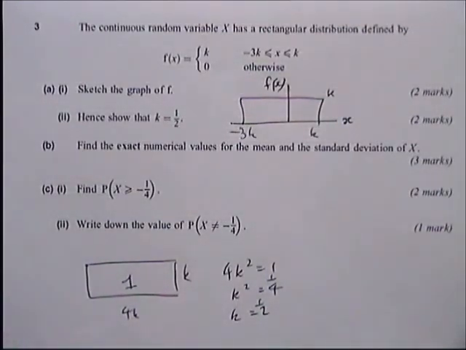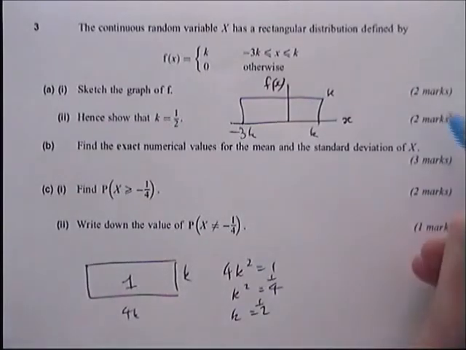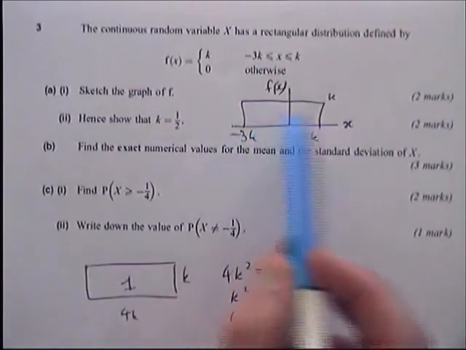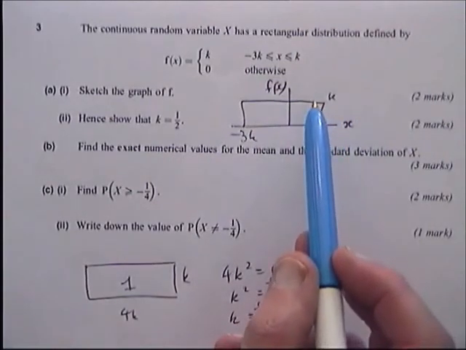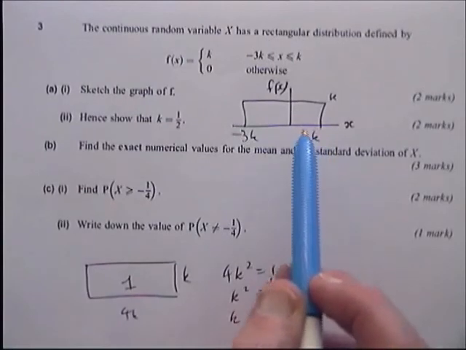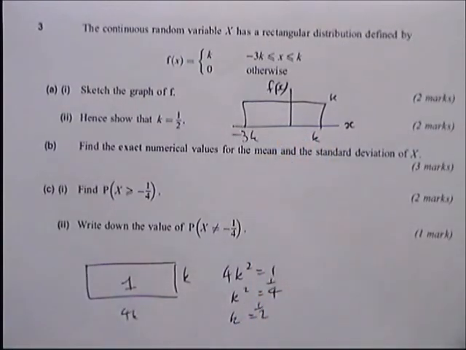So for this one, there were 2 marks for the drawing. They said 1 mark for a horizontal line at height of k, and then they want the minus 3k and the k there. There are 2 marks for this bit. They've given 1 mark for getting down to k squared as a quarter, and they've given the final mark for getting that k is a half.